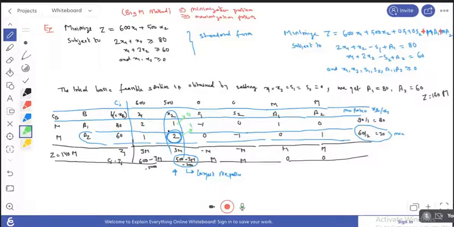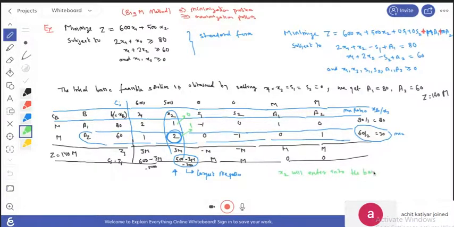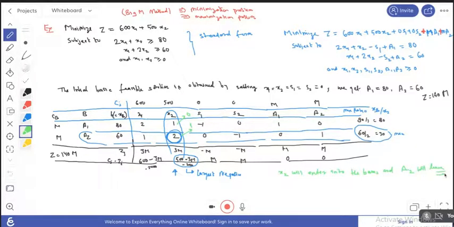Now in your next table, you have to write x2 in the basis variable, and A2 has been removed. So here your x2 will enter into the basis, and artificial A2 will leave. Okay, now for your next table, go to the next page.